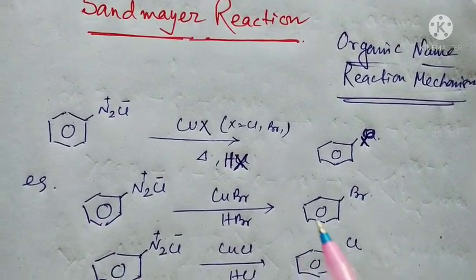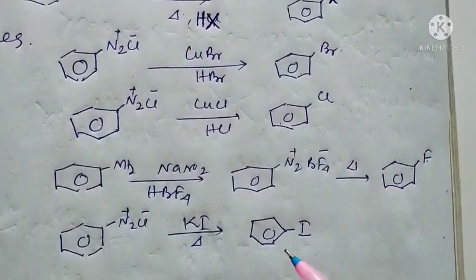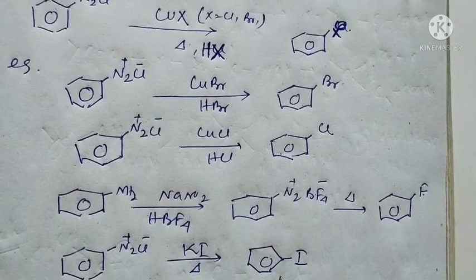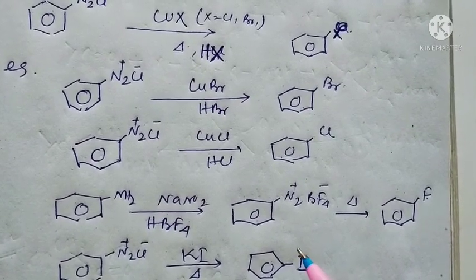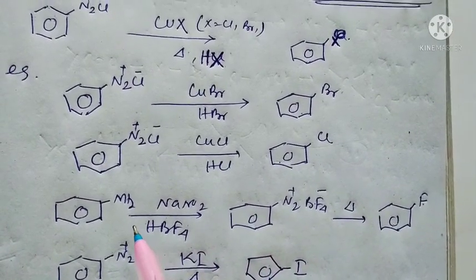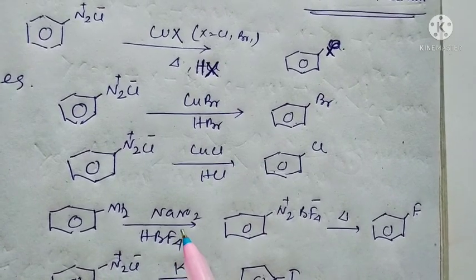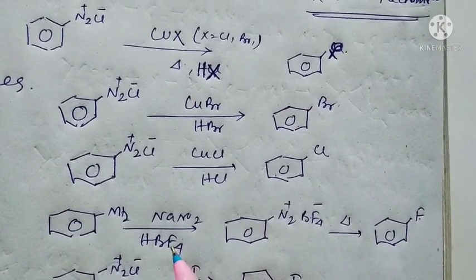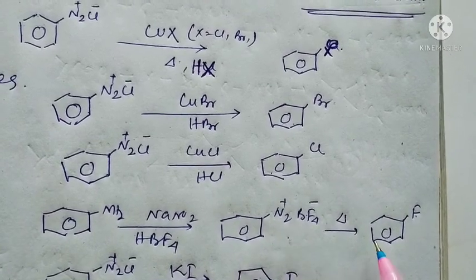You can see this is chlorobenzene and this is bromobenzene, and iodobenzene is also prepared by warming the benzene diazonium chloride with potassium iodide. And fluorobenzene, you can see this is fluorobenzene, when aniline is diazotized by using sodium nitrite and fluoroboric acid, it is converted into this salt and then heated to form the fluorobenzene.